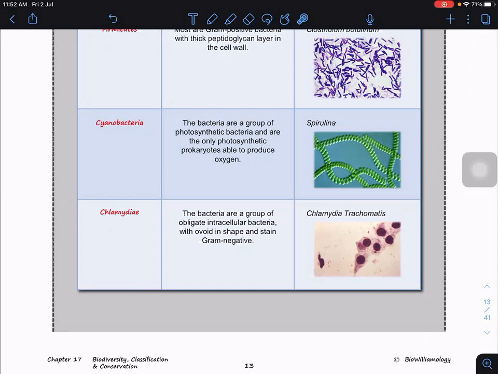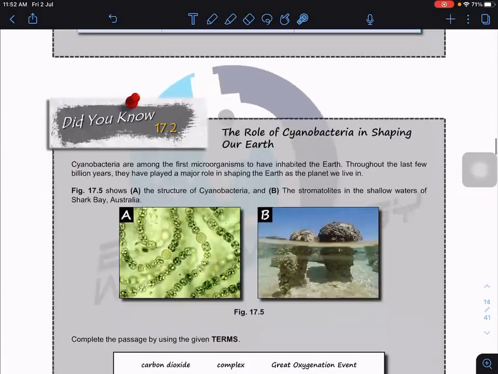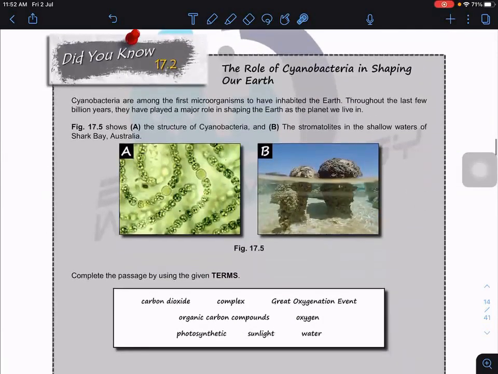So this is based on the fossil records. Now, one of the very spectacular tourist spots in Australia is what we call the Stromatolite. So this is cyanobacteria. Can you see the Stromatolite? This is a fossil record to show the evidence of when these cyanobacteria started to appear on Earth. Okay.